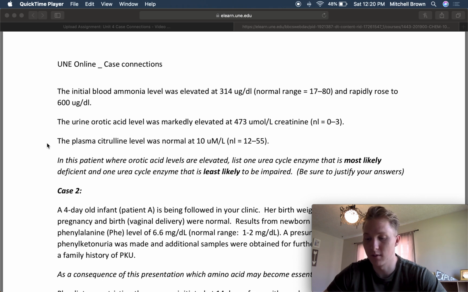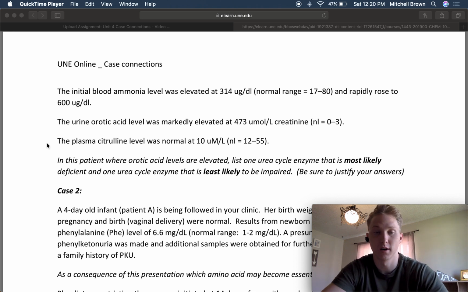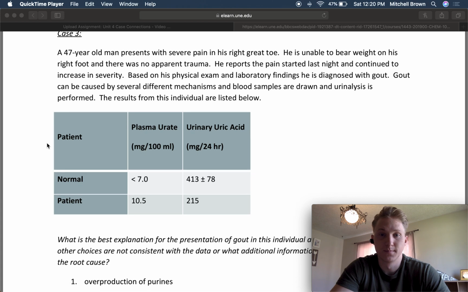These high levels of carbamyl phosphate would be used in pyrimidine synthesis and converted to uric acid, thus contributing to the high levels of uric acid that we see. So that is it for case 1. The next case that I decided to look at was case 3.